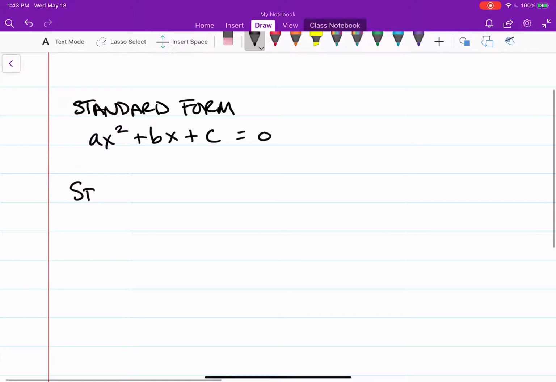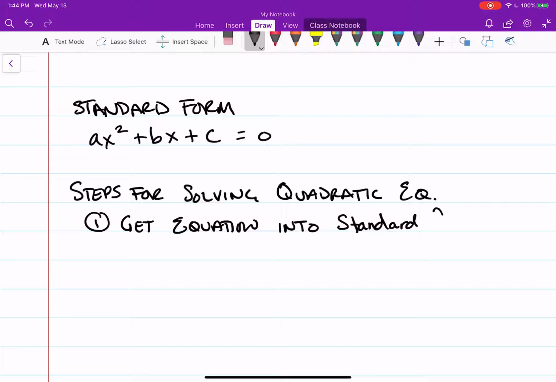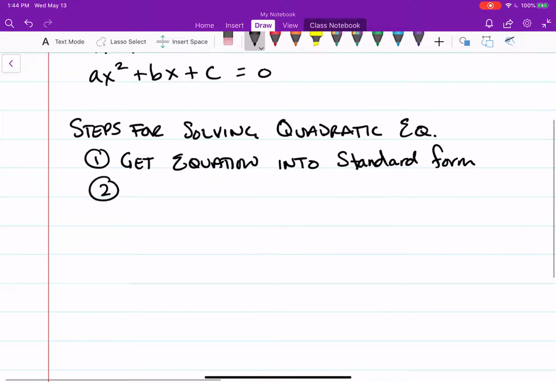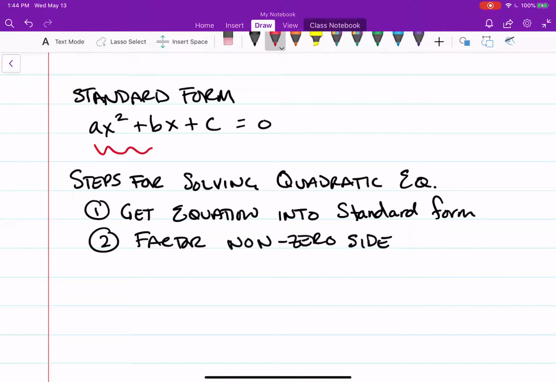So what are the steps in solving a quadratic equation? Steps for solving quadratic equations. Okay, so here we go. Number 1, get the equation into standard form. 2, factor the non-zero side. And this would be the non-zero side because it's not equal to 0.